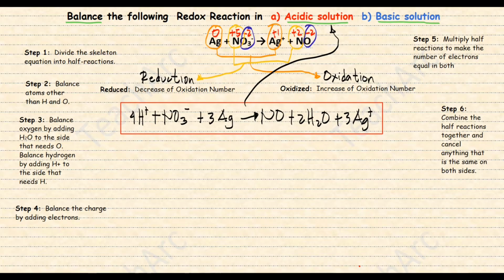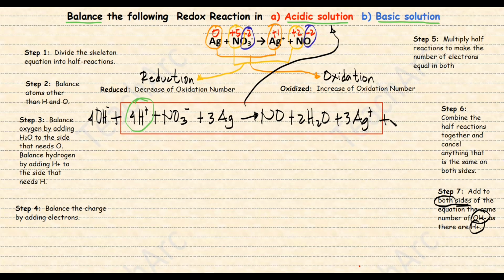So if we want it to be in a basic solution, we need to continue to step number 7. We add to both sides of the equation the same number of hydroxide ion as there are hydrogen ion. Hydrogen ion is what makes the reaction acidic. So since our job now is to balance it in a basic solution, we need to replace H plus with OH minus. So we will add 4 hydroxide ion on both sides. I repeat, on both sides of the equation.